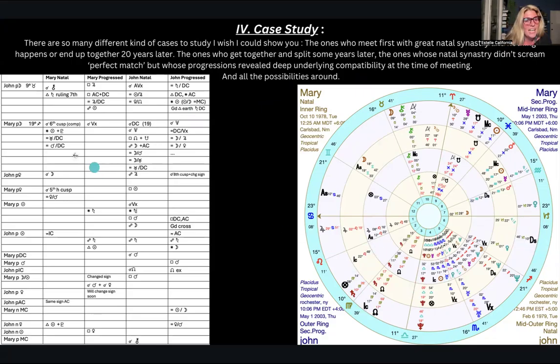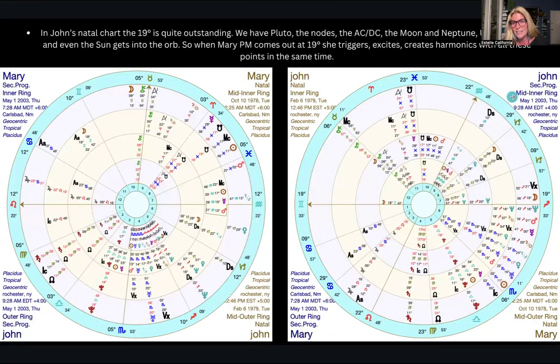It's an Earth trine. Then we go to Marissa's progressed Moon. This is where everything comes together and is spectacular: 19 degrees Sag. So why did I choose their chart? Because I'm going to show you here. Here we have John's natal chart in the center. And John's natal chart is amazing and outstanding because of the 19 degrees. We have there Pluto, the nodes, the ACDC, the Moon, Neptune, Uranus even. Uranus is at 20 and the Sun is at 17.